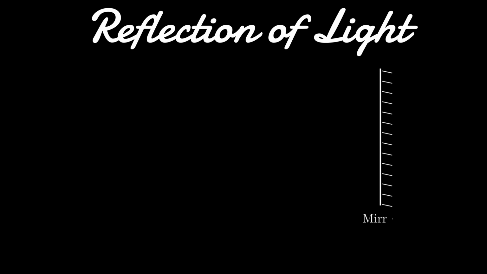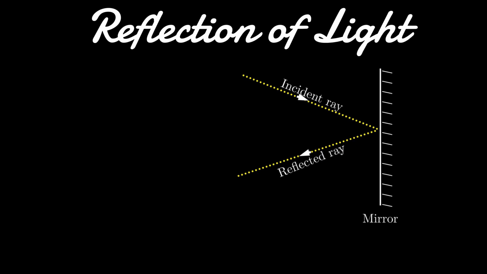Reflection is defined as the bouncing back of light to its original medium after striking a smooth polished surface. The ray that travels from the light source to the polished surface is called the incident ray. The ray that bounces back from the surface to the original medium is called the reflected ray. An imaginary line that is perpendicular to the reflecting surface is called the normal.